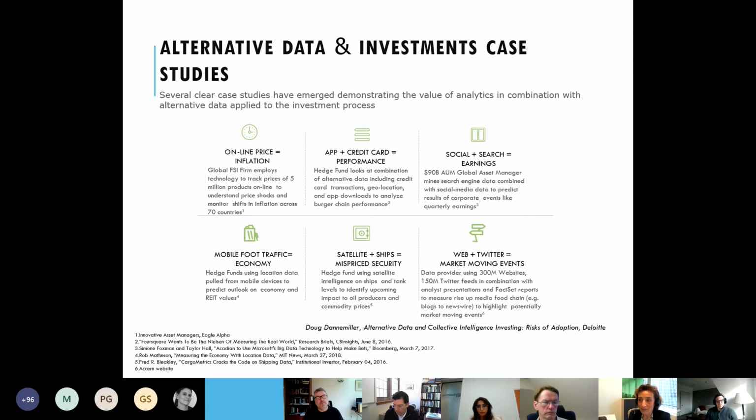There are many cases here, I provide the references. If you get the presentation after the talk, you can check these references down the bottom left of the slide. But I'll give some examples. Online price and inflation. I mention here a global FSI firm that employs technology to track 5 million products online. You can guess this is PriceStats actually, recently sold to State Street, but they scrape data from the web. They check how prices increase from online retailers, and they can provide the nowcasting, not a forecasting, but nowcasting of inflation before the official number.